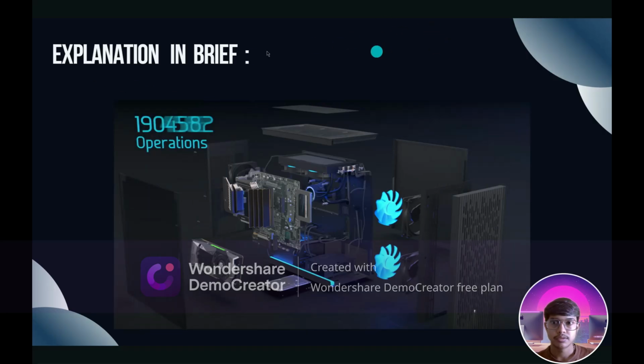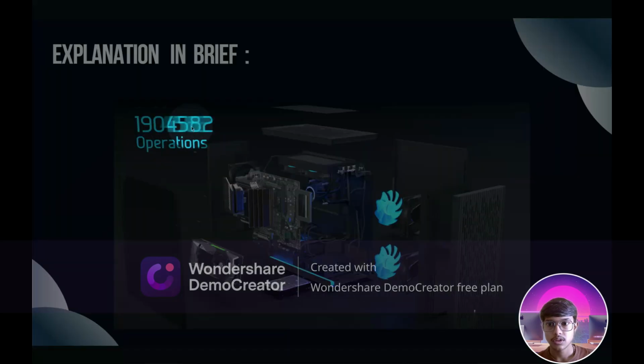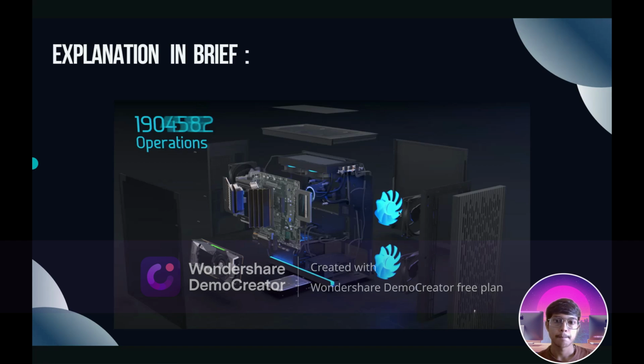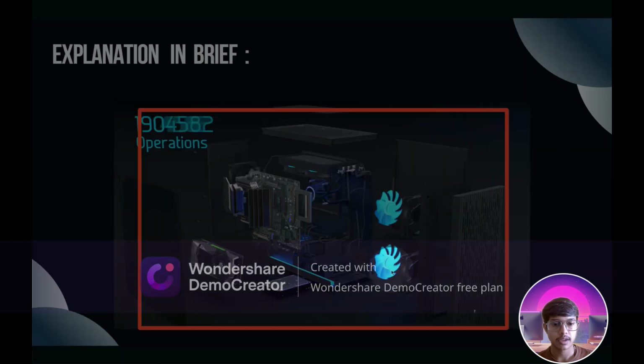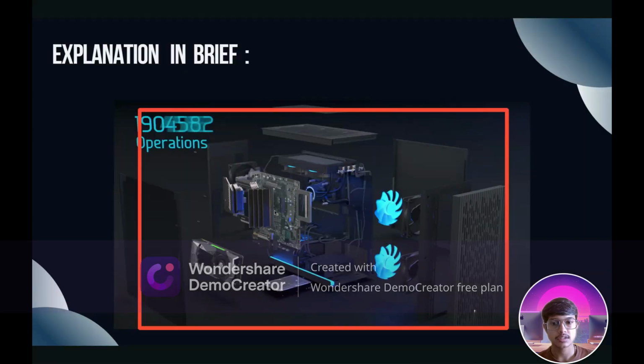Now we will see a brief on how the CPU works. So our CPU performs millions of tasks per second. This is the image of a CPU in which you can see our cooling fan which cools down our microprocessor, and this portion is the brain of the CPU in which both SSDs and DRAM are present. These are DRAMs and SSDs.